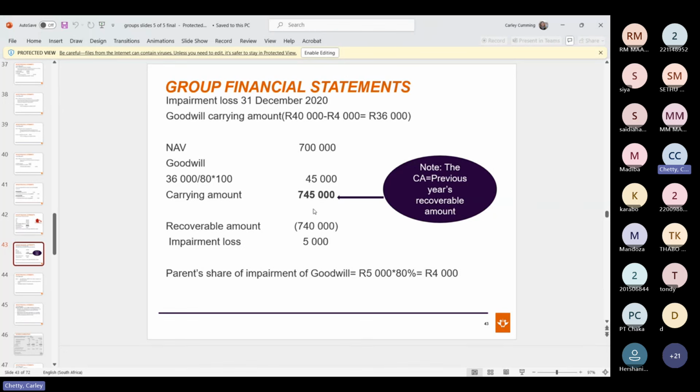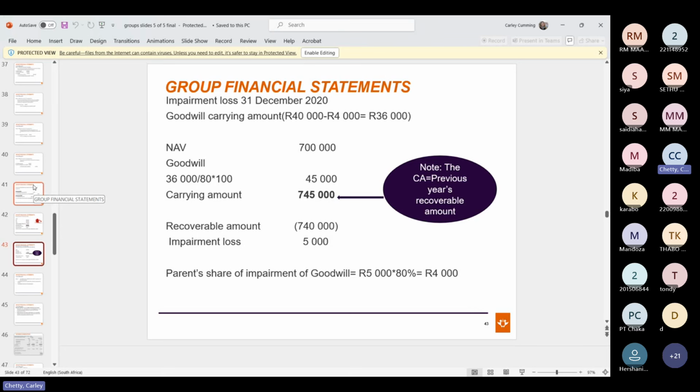So the recoverable amount of the cash generating unit was 740,000 in 2020. So the recoverable amount is lower than the carrying amount. So therefore, we need to bring the carrying amount down, and we do that by processing an impairment of 5,000 Rand. That impairment, though, we need to allocate the parent their share of the impairment, which is 80%. So we're going to take the 5,000 multiplied by 80% equals 4,000 Rand. So that impairment of goodwill is 4,000 Rand in 2020.